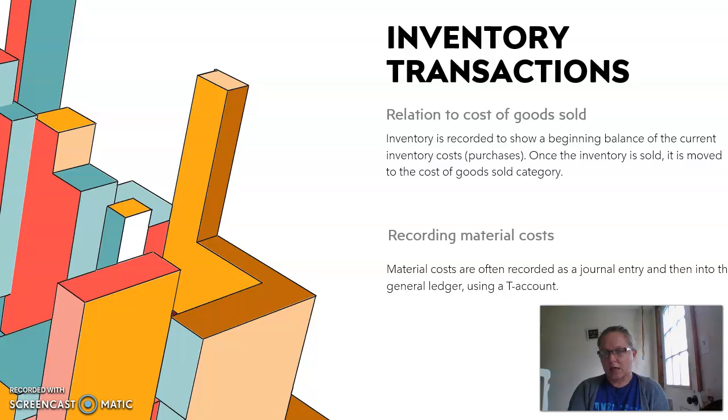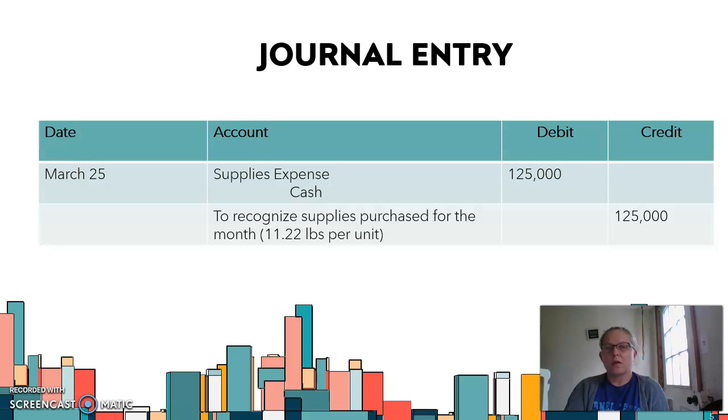So in this case, Parsi measured the costs upon the cost of materials. Material costs are often recorded as a journal entry and then into a ledger entry using a T account. This is a description of a journal entry that was made on March 25th showing a supplies expense of $125,000. And it's to recognize the supplies purchased for the month based on 11.22 pounds per unit.